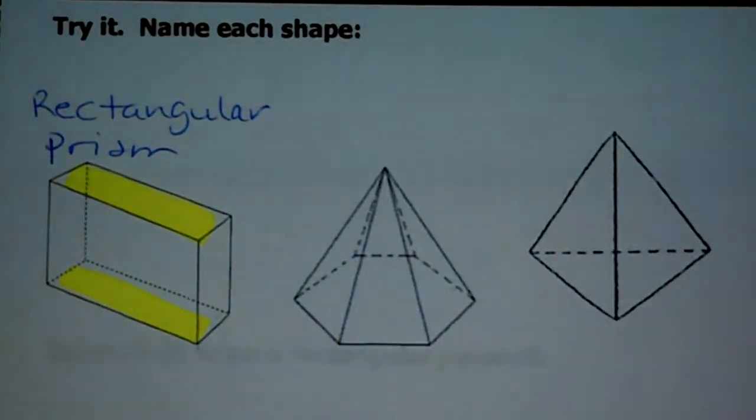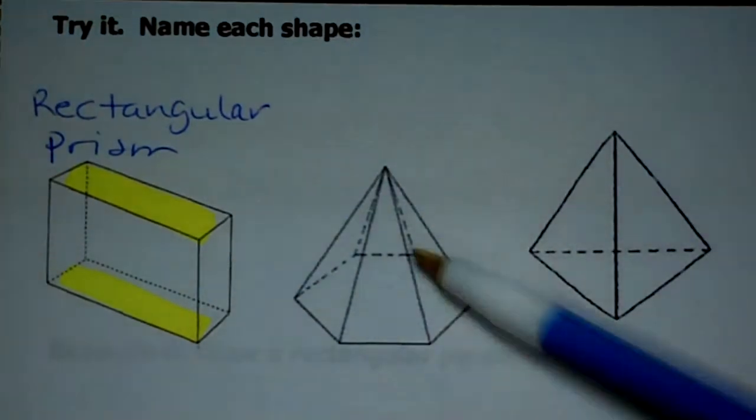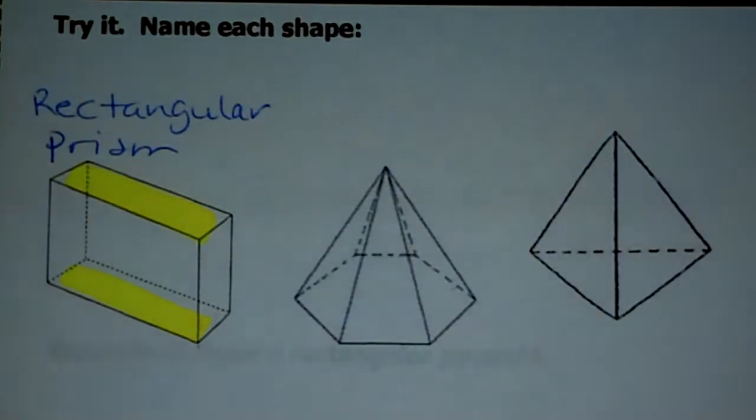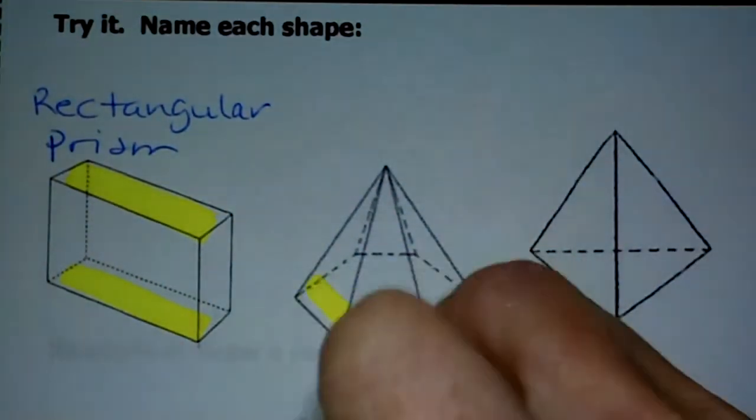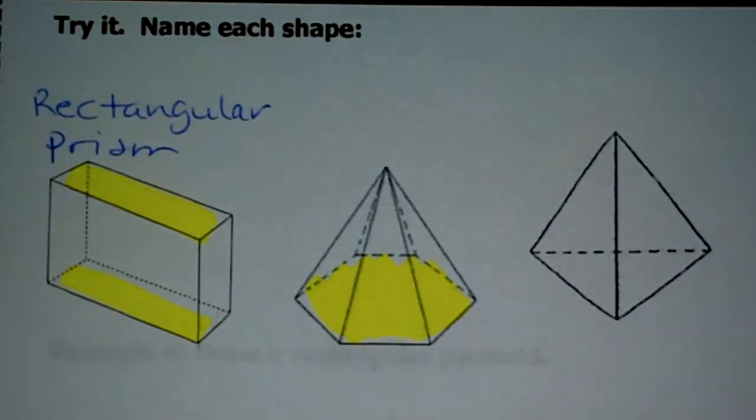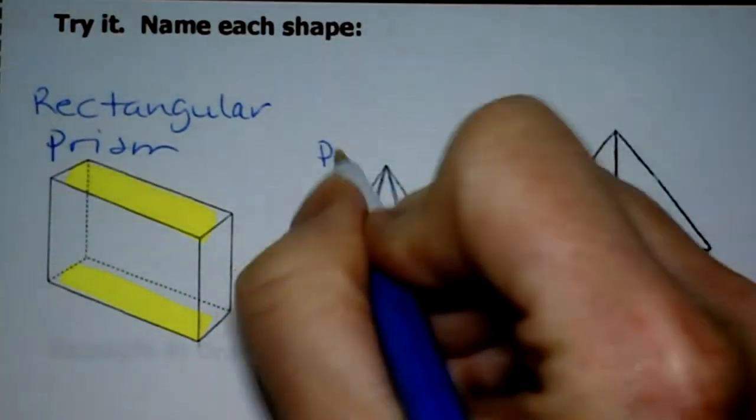Look at this next shape here. Okay, I see that I have a whole bunch of triangles around the side. Now remember, in a pyramid, the lateral faces are supposed to be triangles. And here's the bottom. And notice the bottom and top don't match. I don't have 2 bases that match. I just have one base here. So one base, and they come to a point. That makes this a pyramid.